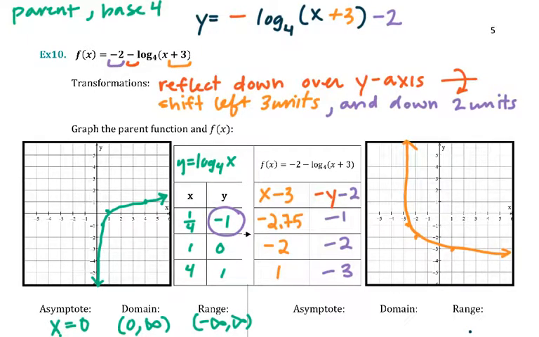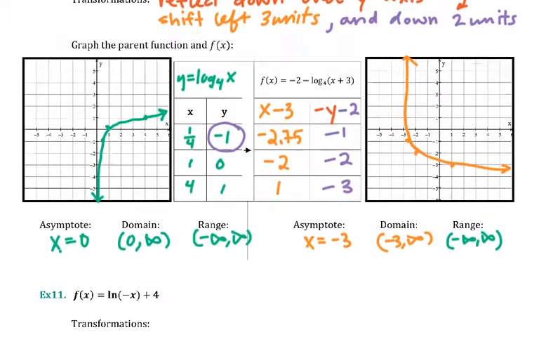So what we can see now is that this graph has a vertical asymptote at x equals -3. So it's shifted left 3 units. And my domain is -3 to positive infinity. And the range in this situation stays the same, -infinity to positive infinity.